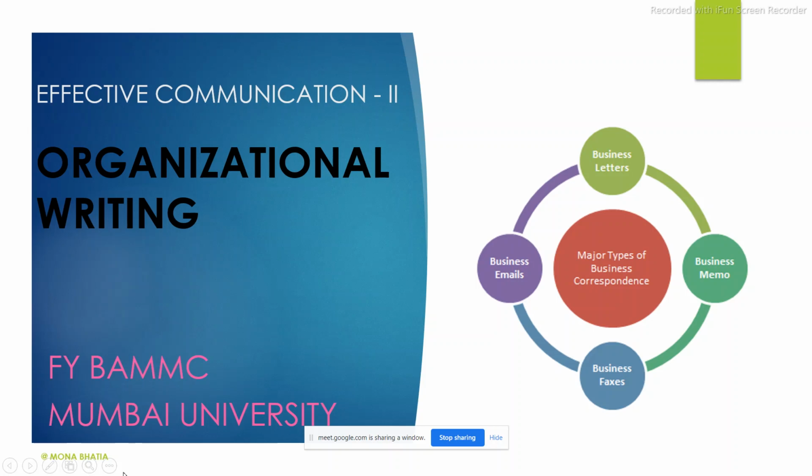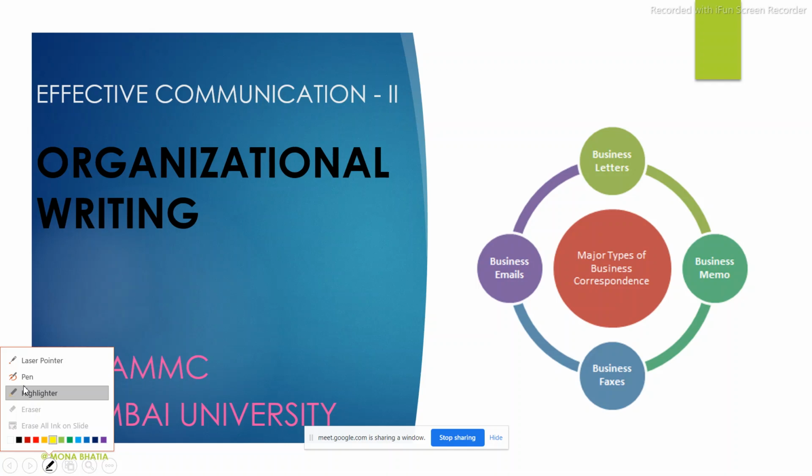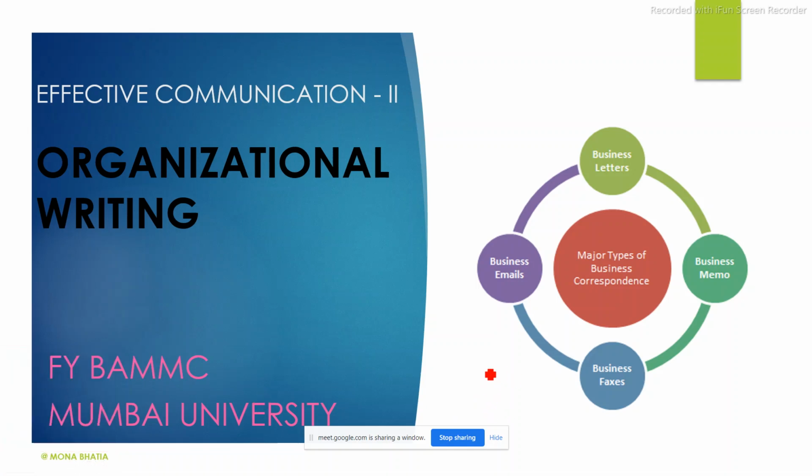And again, there was a limitation to fax. What was it? Sometimes what used to happen, the fax machine needs to be on on both sides. If you have sent a fax from here, and the other recipient's fax machine is not on, then the document would not go, it will not be received there. So somebody should be present manually to accept that.